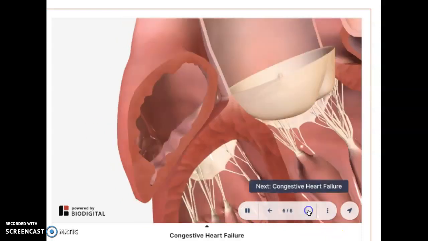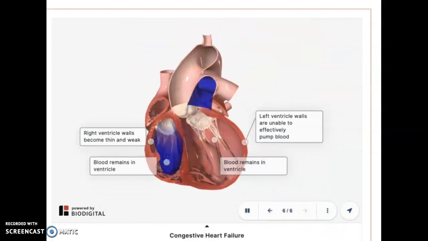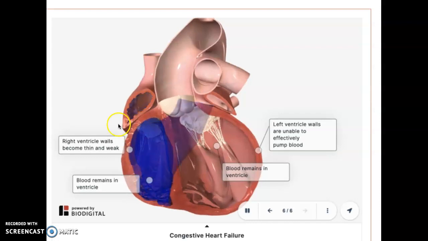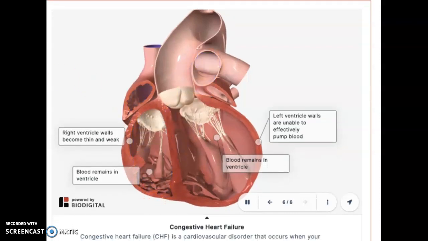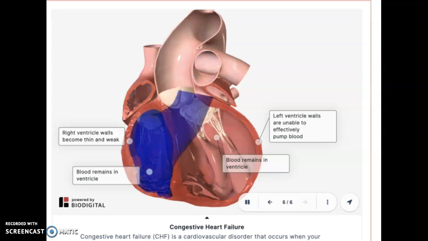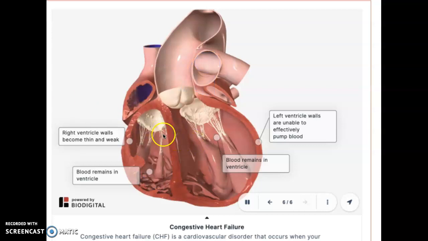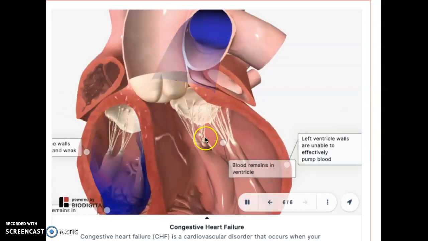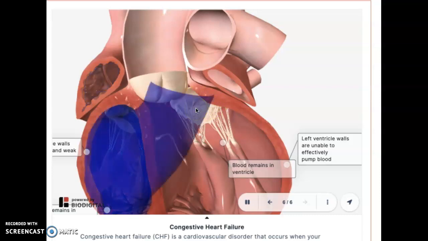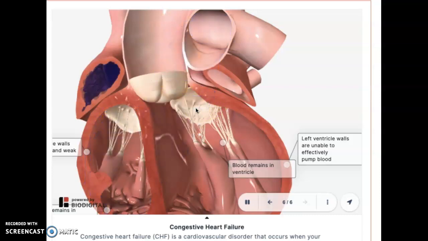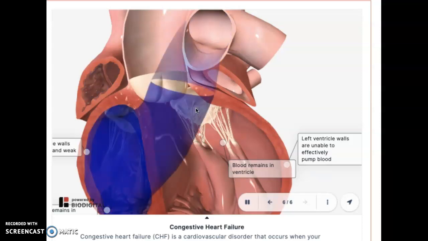All right, the last one, thanks for hanging in there with me, is called congestive heart failure, or CHF. It's a cardiovascular disorder that occurs when your heart cannot pump enough blood supply to the body. So it's kind of a broad condition. CHF can be caused by a variety of disorders, including structural defects with heart valves. Oftentimes it's the mitral valve, the one that's between the left atrium and the left ventricle. Sometimes mitral valves can become prolapsed, they can become deformed.